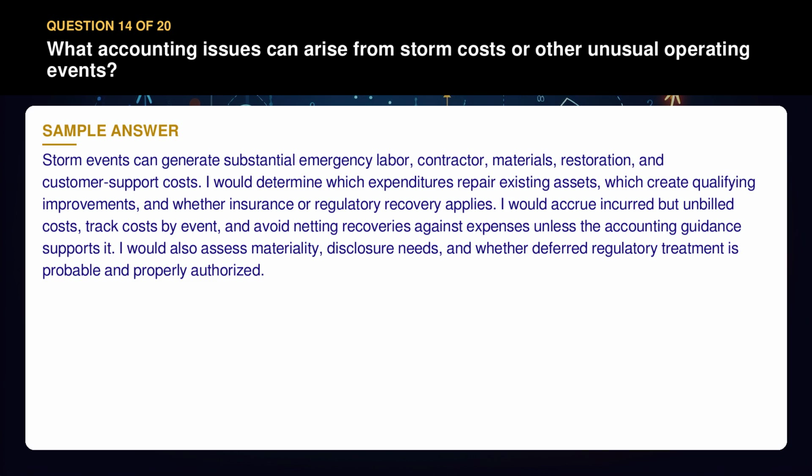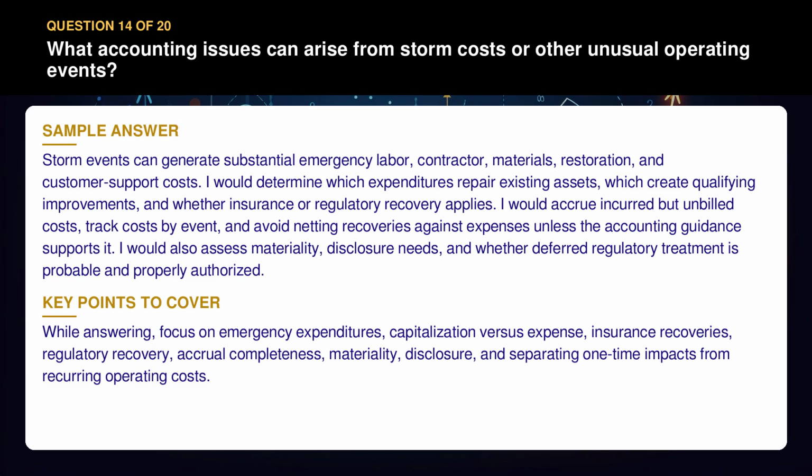I would also assess materiality, disclosure needs, and whether deferred regulatory treatment is probable and properly authorized. While answering, focus on emergency expenditures, capitalization versus expense, insurance recoveries, regulatory recovery, accrual completeness, materiality, disclosure, and separating one-time impacts from recurring operating costs.